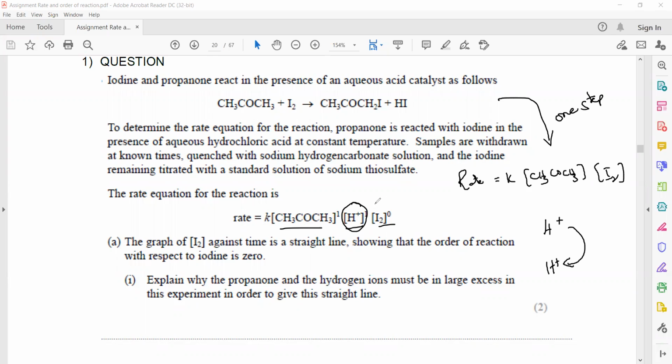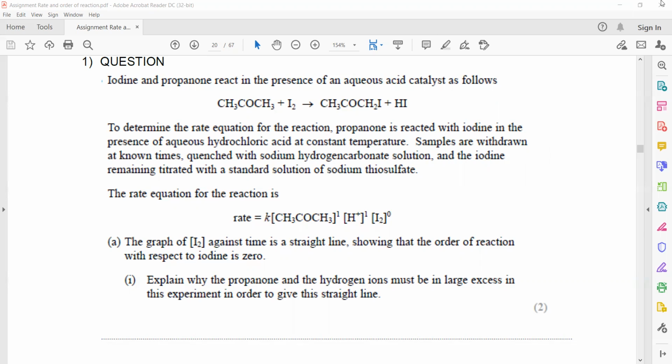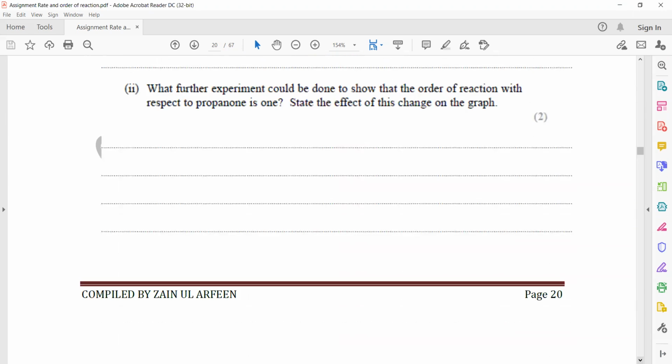So how can we make sure that it is a multiple step reaction? First thing, hydrogen ion is involved in the rate determining step, and hydrogen ion must be regenerated because it is a catalyst, so it shows that it will be a multiple step reaction. Is it clear? Yes, sir.